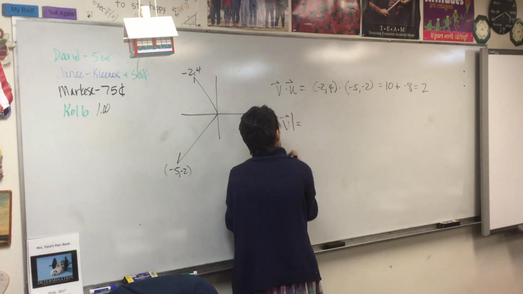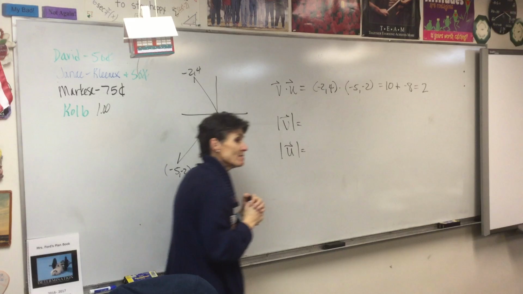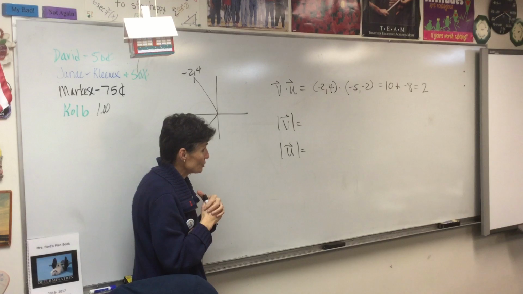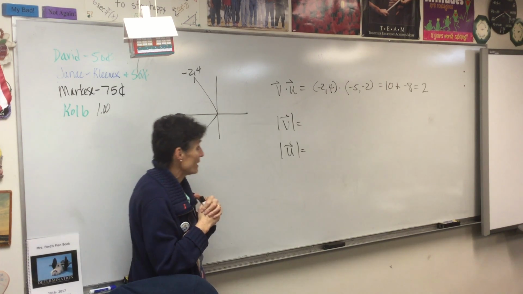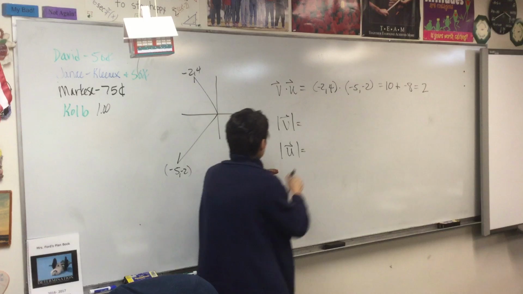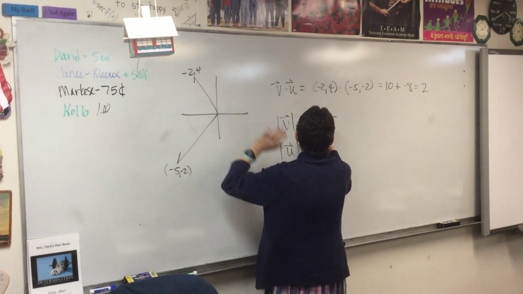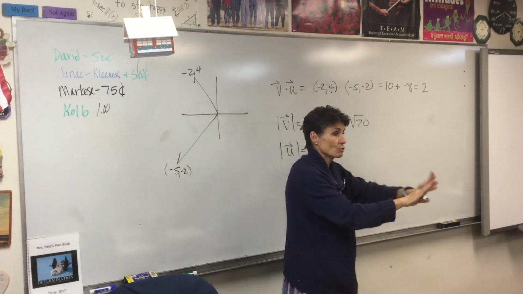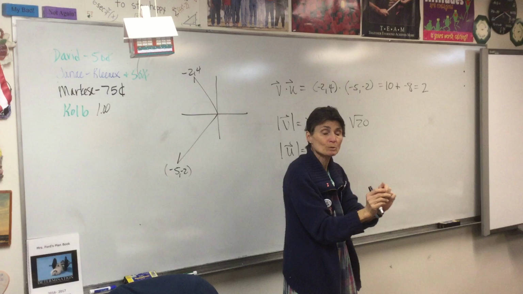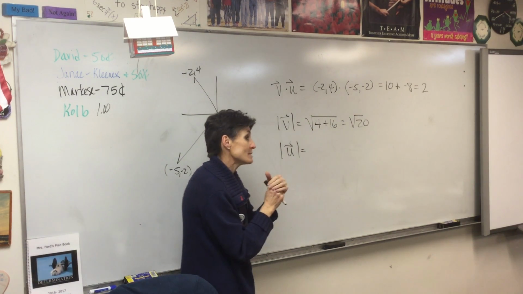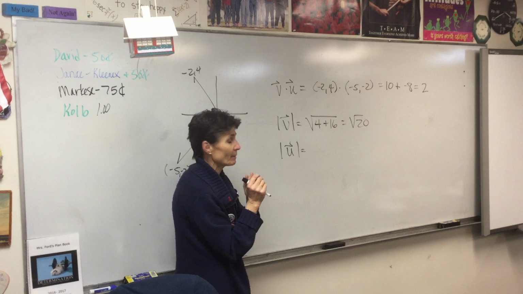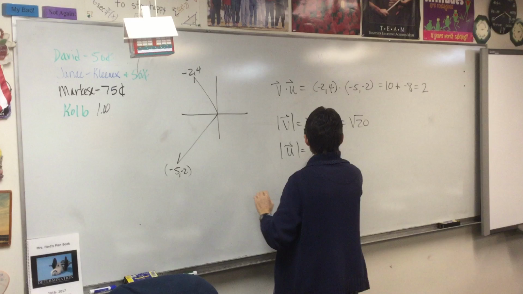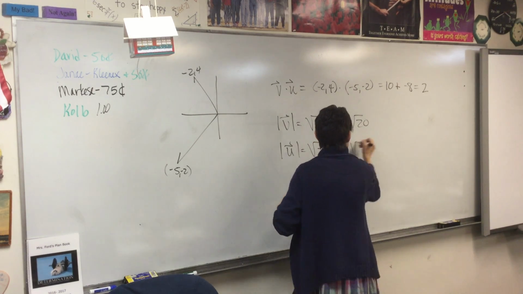As Shelley said, the next step is to find the magnitude of each vector. To find the magnitude, we square, add them up, and square root. So the magnitude of V is 4 plus 16, root 20. Now, that is not the answer, so don't simplify it. Just leave it root 20. If I were going to use that, write that in the answer blank, I'd want to reduce it, but I'm not going to. Magnitude of U is 25 plus 4, root 29.